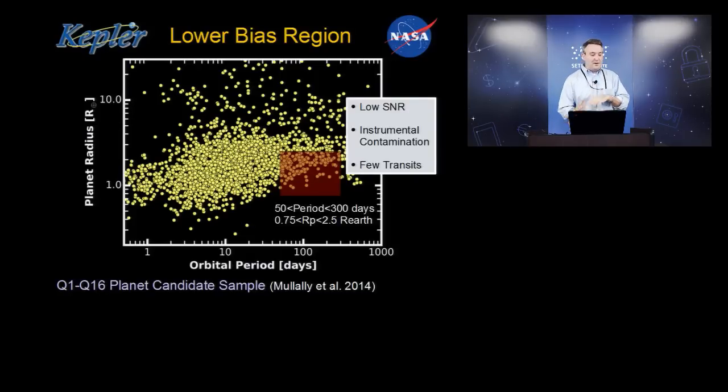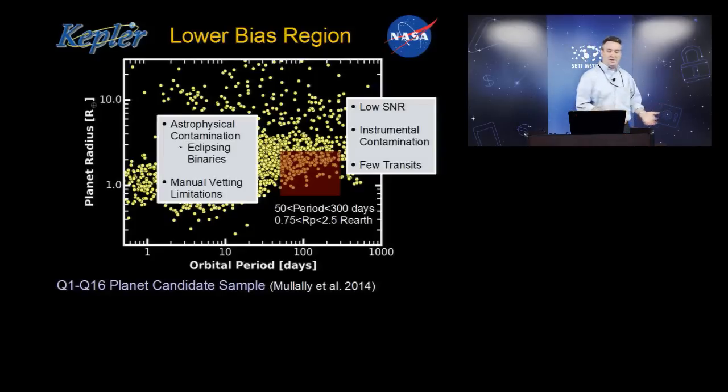Also, going down to shorter orbital periods, you run into things more frequently called astrophysical contaminants. These are things like eclipsing binaries that can mimic a transit signal. Also, there's a lot more planets down there. When we did this planet sample, we still had some manual vetting steps to select our planet sample. And so to avoid analyzing all of those signals, we looked at this narrow range.